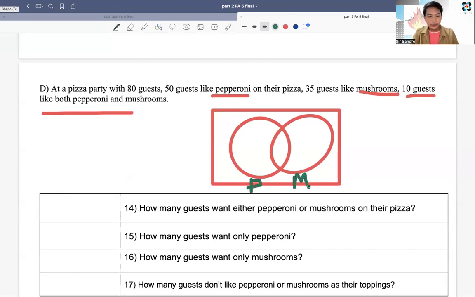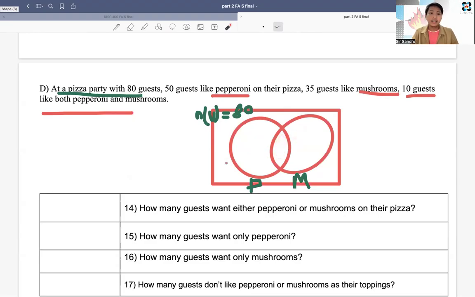Our universal set, the cardinality of our universal set, n(U), is equal to 80, because it says here at a pizza party with 80 guests. So we have 80. Now, I always emphasize in class that when you are creating your own Venn diagram, you have to work from the inside out. So fill in the intersection first, and then the pepperoni only, then the mushroom only, and then the outside.